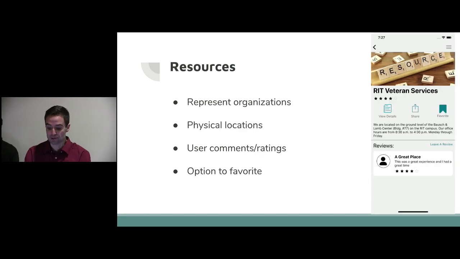And last but not least, resources. So resources represent organizations, like I said with the veterans, like the VFW and the like. They are physical locations as well, so they have their offices, and they are rated off of user comments and ratings. They are also options to be favorited by the users. So those are our 3 major parts and how they coordinate and orchestrate with one another. So that is the project as it currently stands and the way that we plan on progressing forward in time.